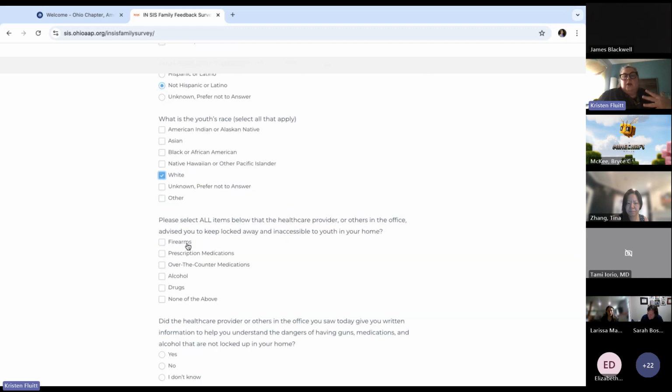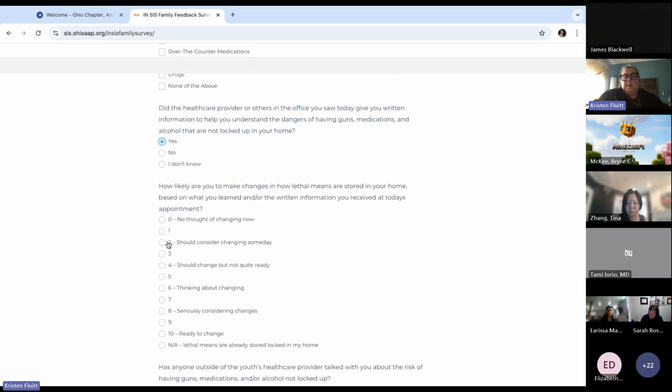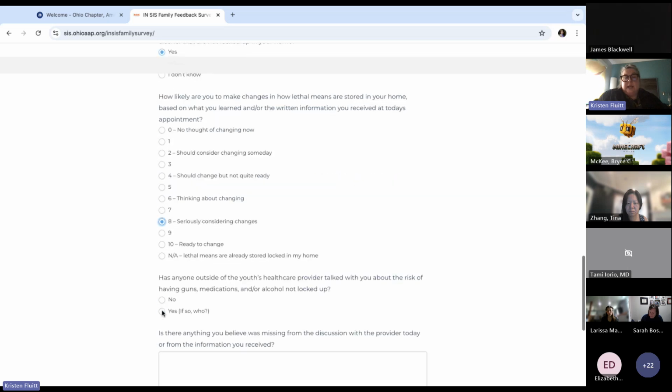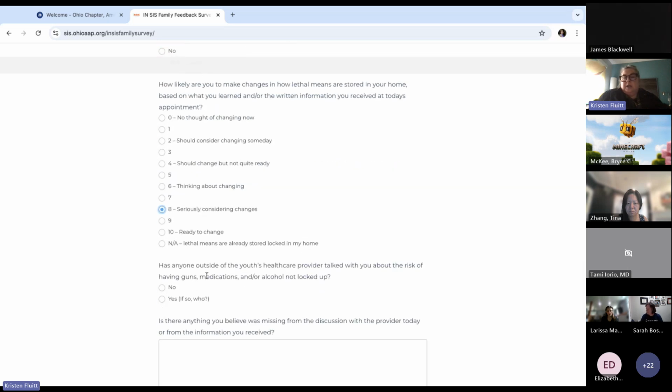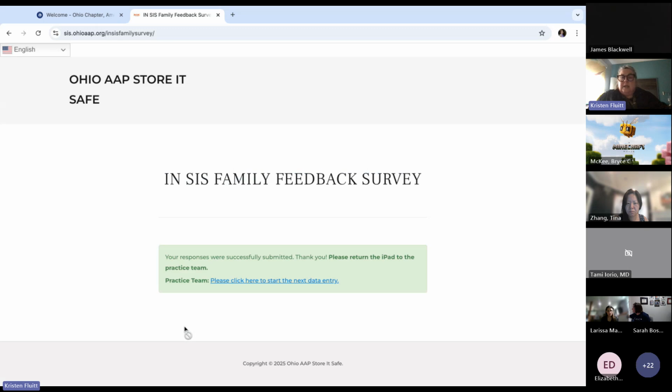And then they will enter what their perception was of the discussion. So they'll enter all of that. They'll make an entry about whether they plan to make changes and select that. They'll answer if anyone has spoken to them about the risk, yes or no. And then again, if there's anything they want to enter, they can enter it there. And then they'll hit submit and their data entry is done.